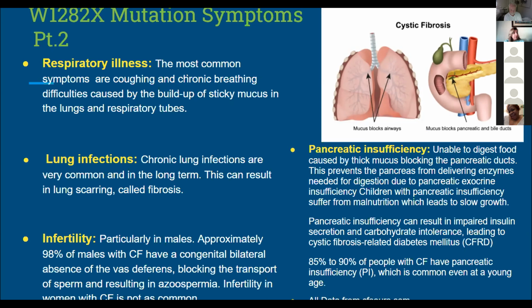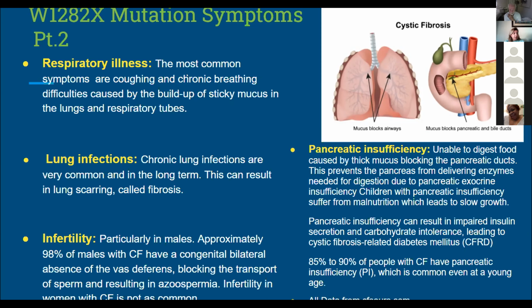Another one, which is one of the most common, is pancreatic insufficiency. It's an inability to digest food caused by the thick mucus blocking the pancreatic duct. This prevents the pancreas from delivering enzymes needed for digestion due to the pancreatic exocrine insufficiency. Also, children with pancreatic insufficiency suffer from malnutrition, which leads to slow growth. Also, pancreatic insufficiency can result in impaired insulin secretion and carbohydrate intolerance, leading to cystic fibrosis-related diabetes mellitus.